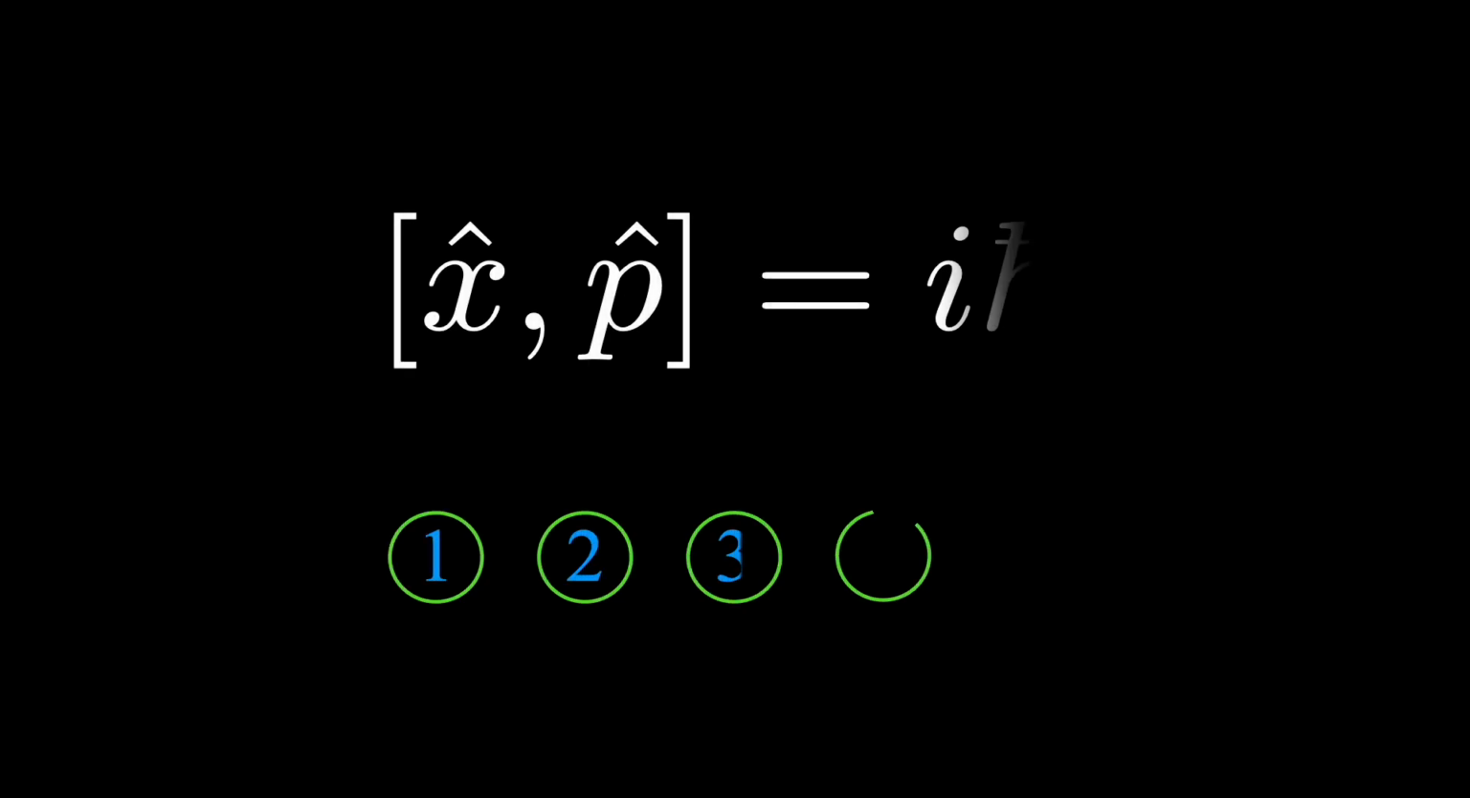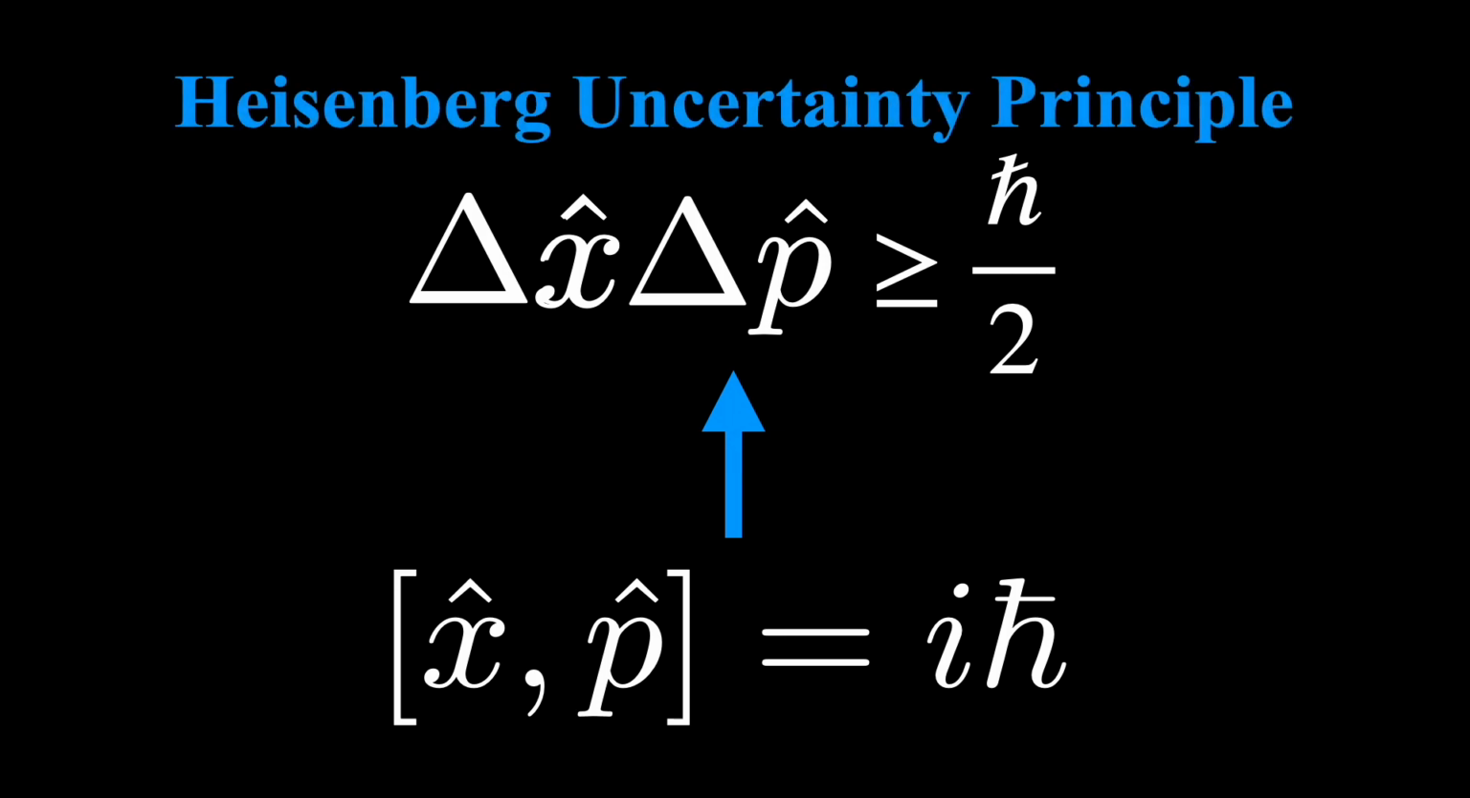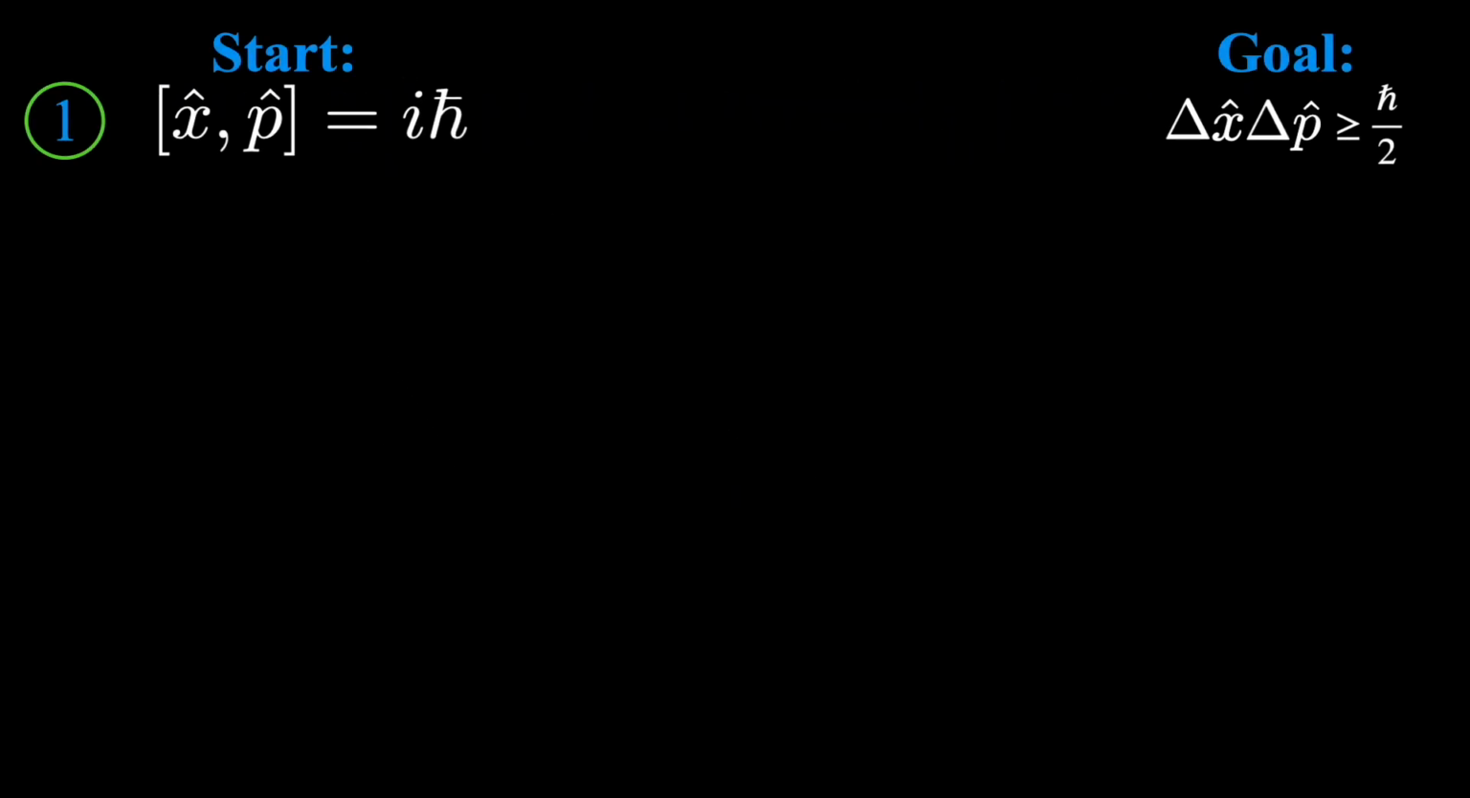In just 5 steps, I will show you how this short formula leads to one of the most famous principles in all of physics, the Heisenberg uncertainty principle. We'll start by asking, what exactly is this formula?